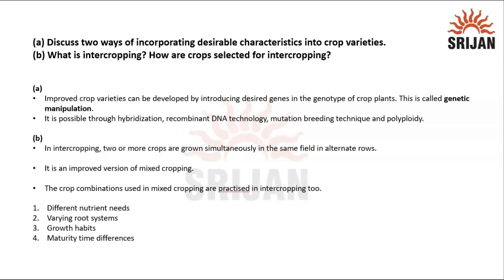Hello students. So today the question that we have with us says: discuss two ways of incorporating desirable characteristics into the crop varieties. The second question says: what is intercropping and how are crops selected for intercropping. In the first part of the question, we need to talk about the two ways through which you get a certain desirable characteristic, from your idea of generating a crop which is useful, and you want to put those characteristics into the crop variety.